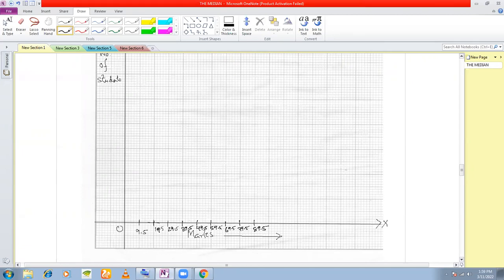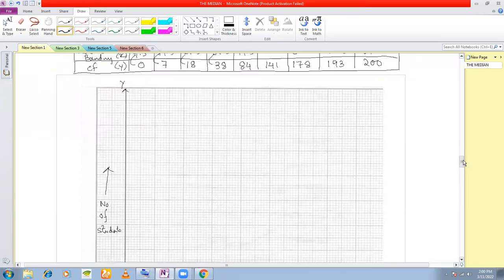So how many divisions have I taken here? I have taken 5 divisions, and what is it equal to? 19.5 minus 9.5, which is 10. But you see here, the division is uneven: 0 to 9.5 does not count to 10. So we are going to give a zigzag line here. Therefore, our scale is 5 divisions equal to 10 units. That means 1 division in the x-axis is equal to 2 marks.